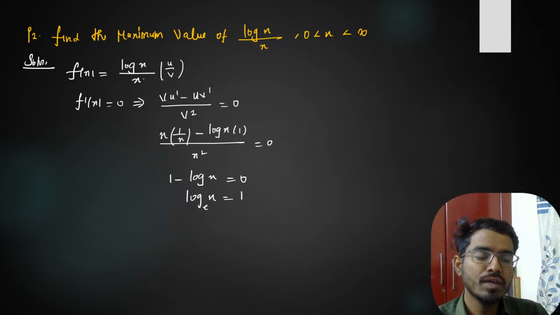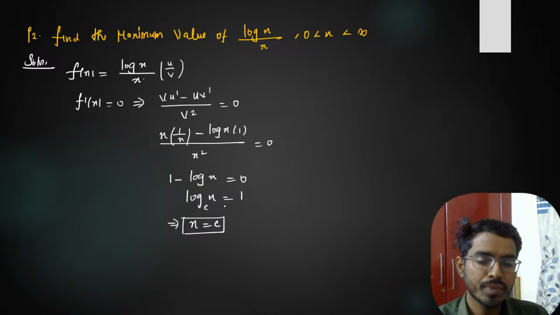So here we have base e. If a base is not mentioned, it is e. That means what? x is equal to e, right? When you put e, log e will be equal to 1. Or you take e on both sides, raise e on both sides. So x is equal to e is our critical point. So that means either maxima or minima occurs only at e. But since we have only one point for which f dash is equal to 0, either this will have maxima or will have minima.